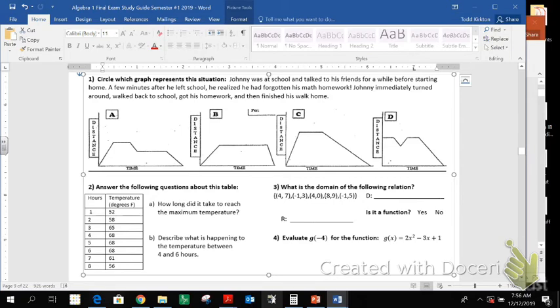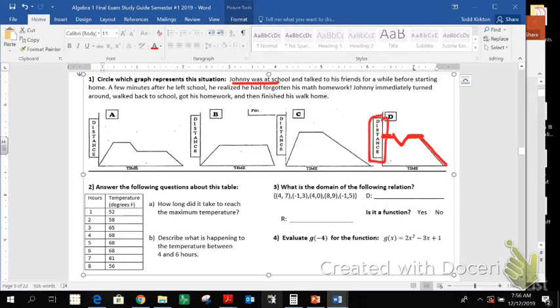With this graph, since he started at school, so it says Johnny was at school, that means he's not at home. That means his distance from home is right here. So he started walking home and forgot his math homework. So he went back, got it, and then walked all the way home. Okay, so always check the y-axis out.